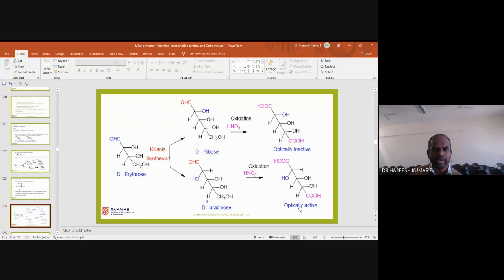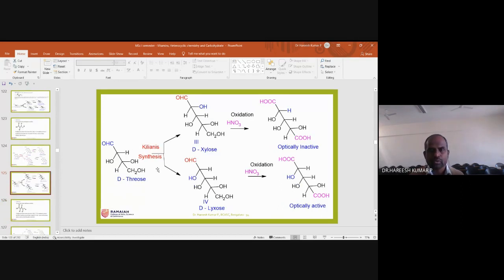In the next slide, I'm taking D-threose. Threose means the priority group OH groups are on the opposite side. Threose is also an aldotetrose. This aldotetrose is converted into aldopentose by employing Kiliani-Fischer synthesis.